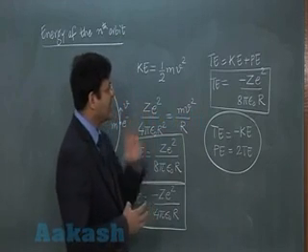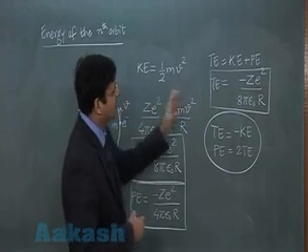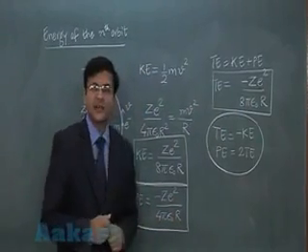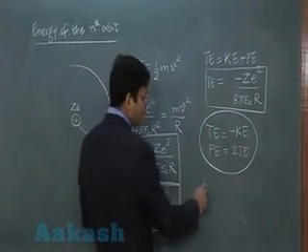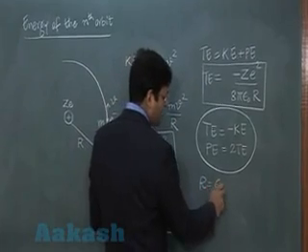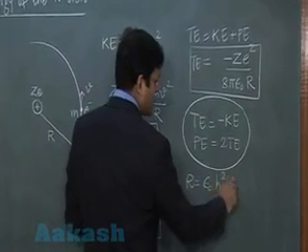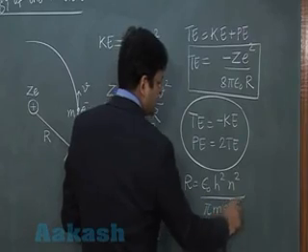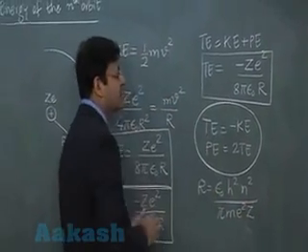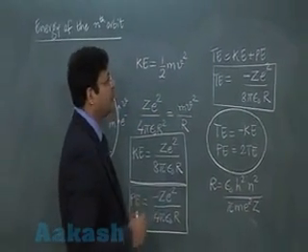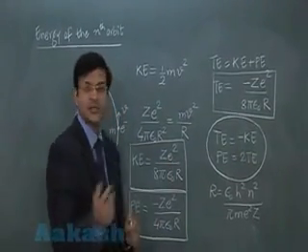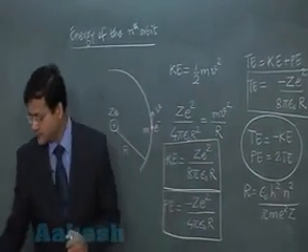Now moving ahead, let us concentrate on this particular expression. If you substitute the radius expression, r is equal to epsilon naught h square n square by pi m Z e square, then you will get the total value of energy of the nth orbit. So let us write it down.